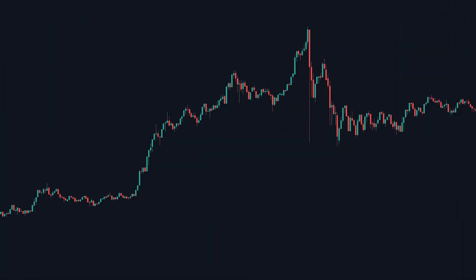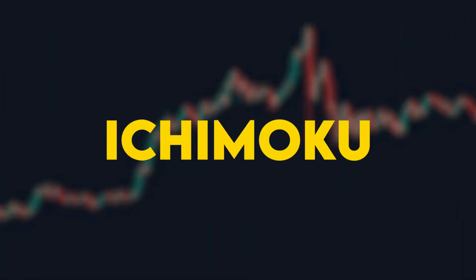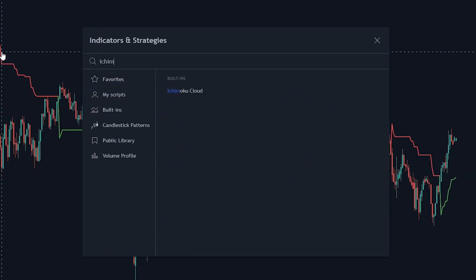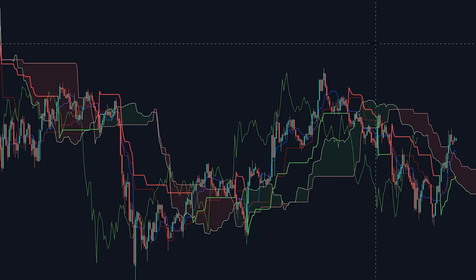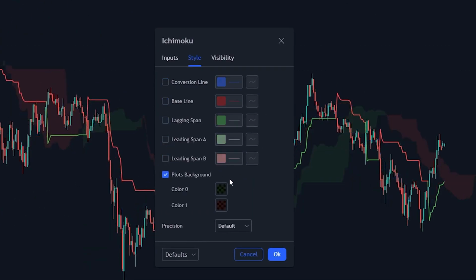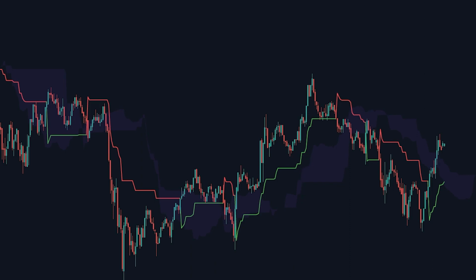Next, I'm going to show you a bonus strategy using the Ichimoku indicator. To add this indicator, go to the Indicators tab and type in Ichimoku. We're also going to clean up our chart a bit because this indicator's default settings are really messy. Just uncheck the top 5 boxes and then change these plot backgrounds to purple so it's easier to read. Now that we have that set up, let me explain how the strategy works.